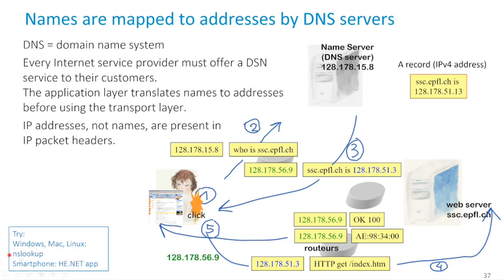So you can try NSLOOKUP on any machine here, and you will be able to simulate this. If you try NSLOOKUP with a given name, you will have the IP address or the multiple IP addresses that correspond to this name here.